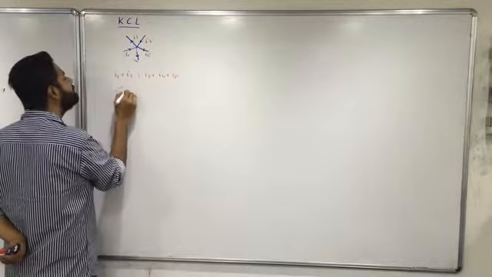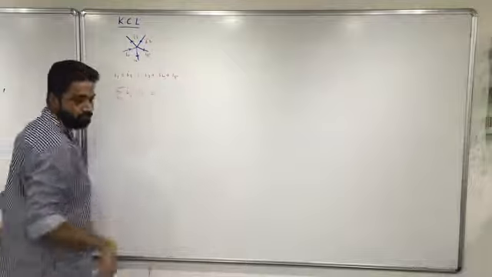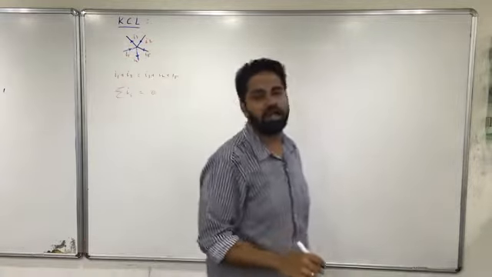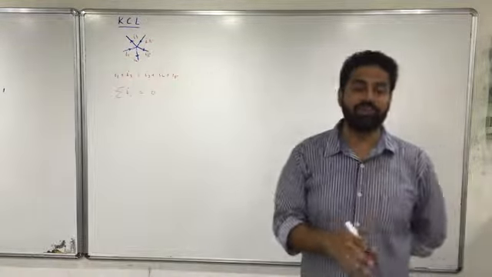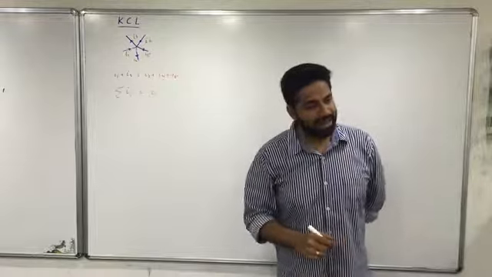So I can say that sigma I is equal to 0. Fine, algebraic sum of all the currents meeting at a node is always equal to 0. Is it clear? Fine. Okay.